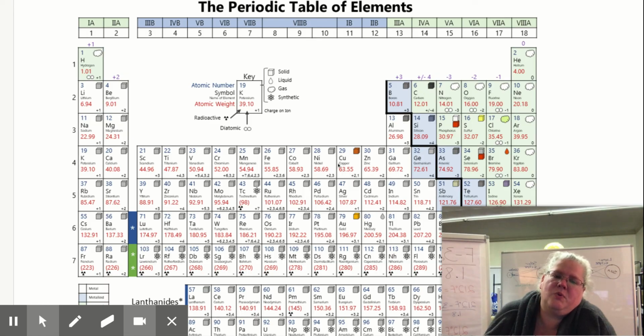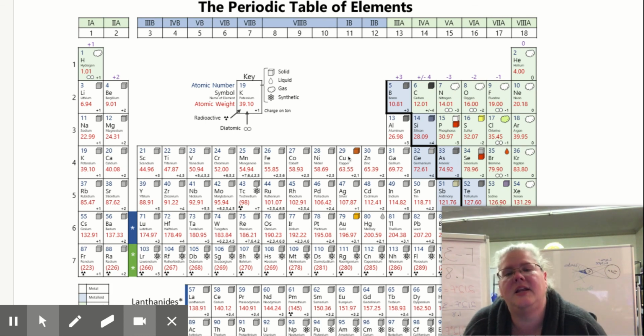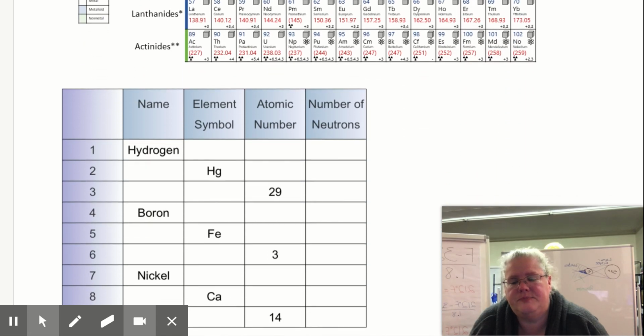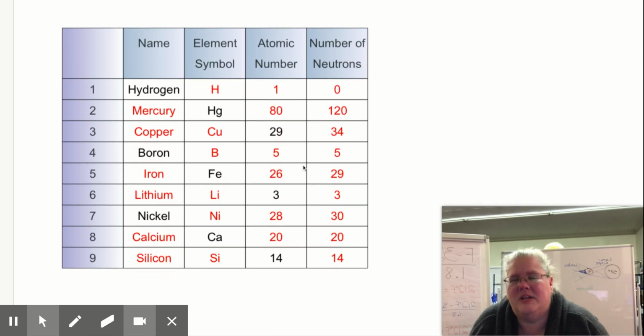So if I'm trying to find 29, it's right here. It's copper, Cu. Atomic number 29, mass 63. If I subtract that and round, so if it's 63.55 that would be 64. Subtract that from 29 and you get your answer. I don't know that I rounded up on here. I might have truncated. So this is the answer key to that one.